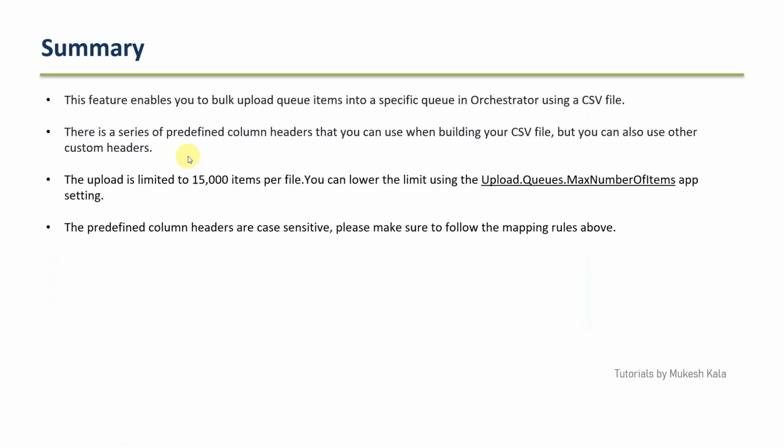Okay, let's quickly summarize. Today we have seen a feature which enables you to upload queue items to the queue using a CSV file. There is a predefined template, a CSV file, which we can download from docs.uipath.com. We put in the data, we put in our custom headers and we simply upload it to the queue. The upload limit is 15,000. We can always lower the limit. The headers should not be blank. The headers are case sensitive, so we need to follow the proper mapping rules. Also, we have some settings which are available in the orchestrator: dynamic typing and the upload strategies, right?